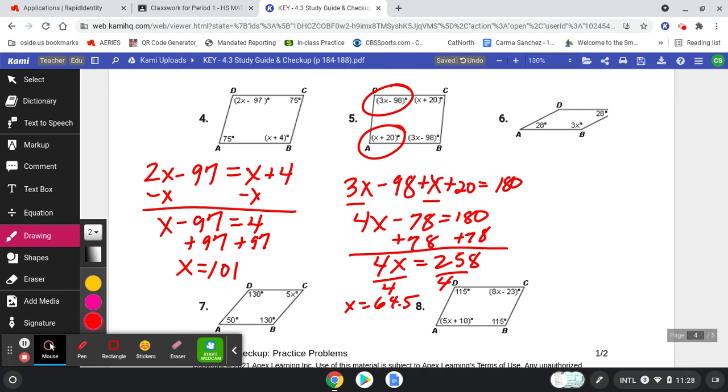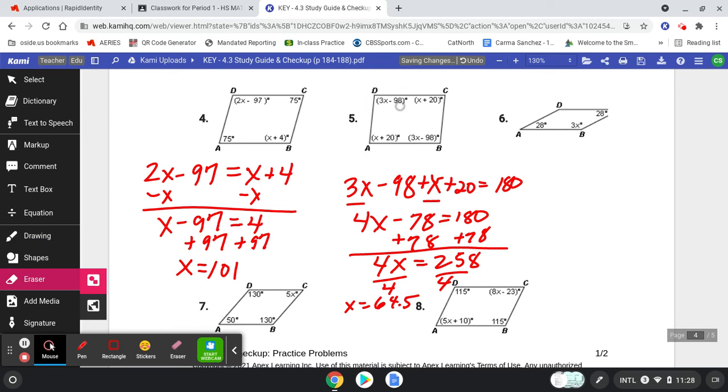Okay, how'd you do? So see how I tried to use the same method as the one before and it didn't work on this one? I had to use the supplementary part.